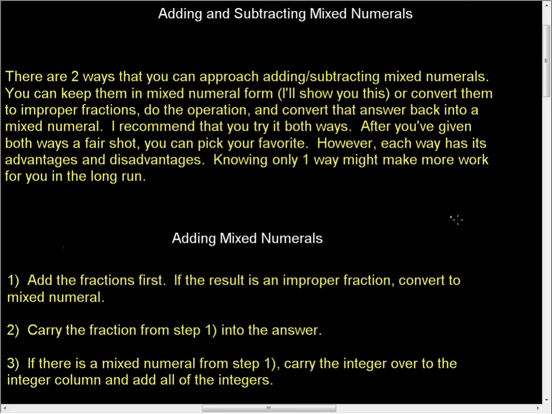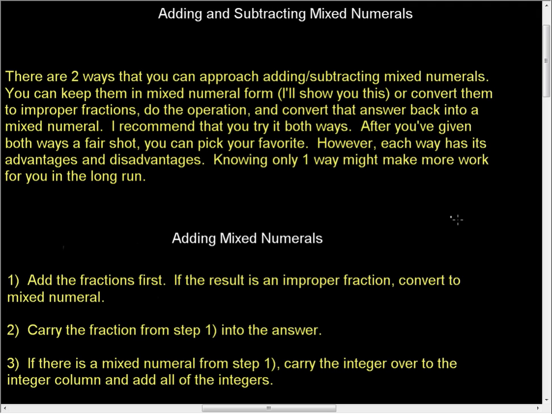In this video, we're going to look at adding mixed numerals. I'm going to do this twice. Once I'm going to do it and keep them in a mixed number format, and then the other time I'm going to do it by converting them first to fractions and then doing the addition, then converting those fractions back. Those are the two ways that I am aware of how to do them. There are probably others, and that's fine.